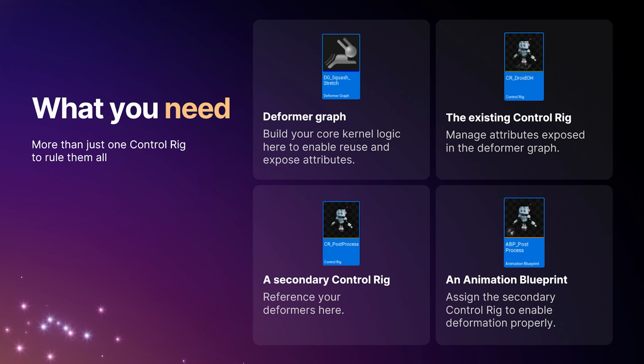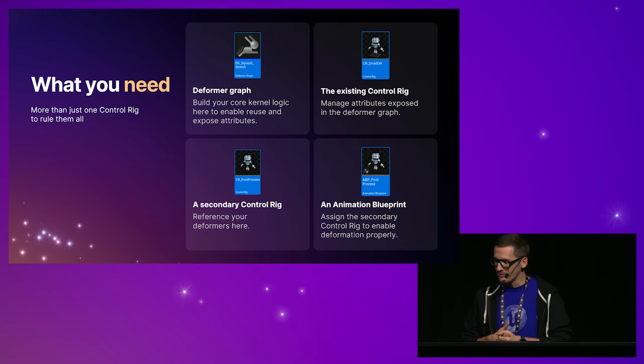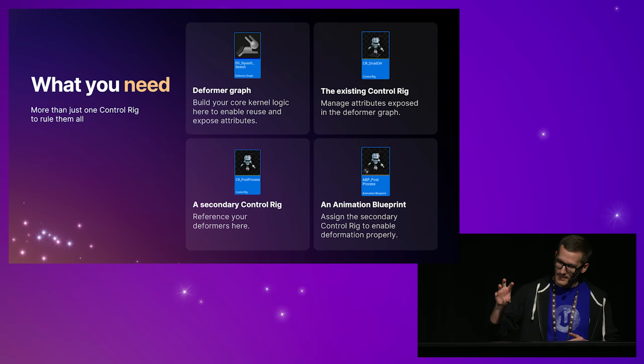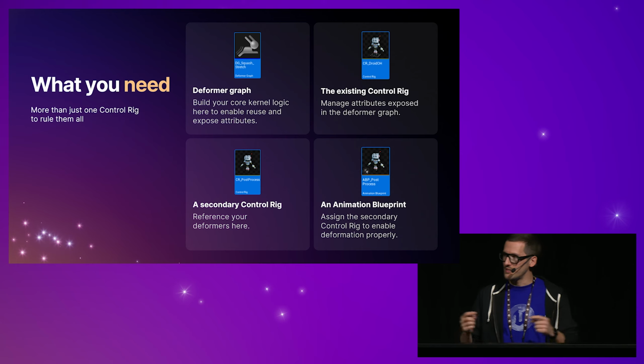So let me explain a bit in depth. Here, you will need 4 main assets. First, the deformer graph. You can create your own. It's a bit more complex, but we have several ones that you can use and leverage like you want. You will still have, of course, the need of your existing control rig. Then you will need a secondary control rig. This is where you will reference directly your deformer graph. And then you will need an animation blueprint to bridge everything.